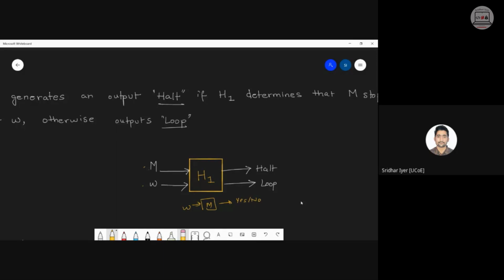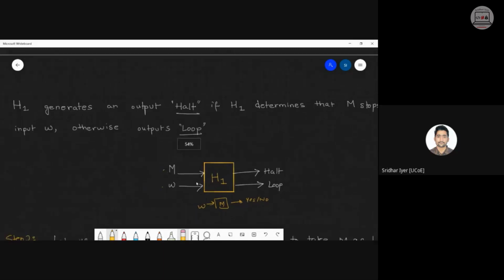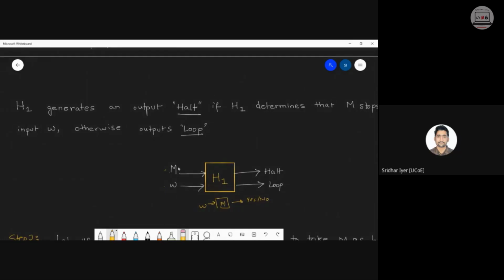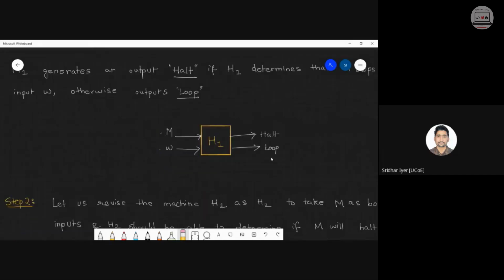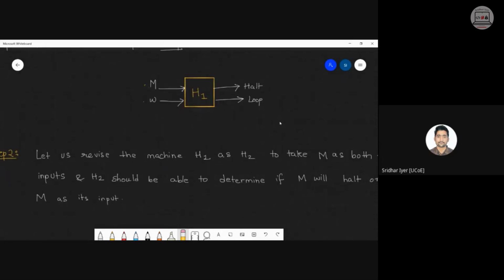Okay, so shall I move ahead? I can conclude this particular step like this: if M halts on W, H1 will give output as halt. But if M doesn't halt on W, then H1 will give output as loop. Clear? Next, we are going to revise this machine H1 as H2.